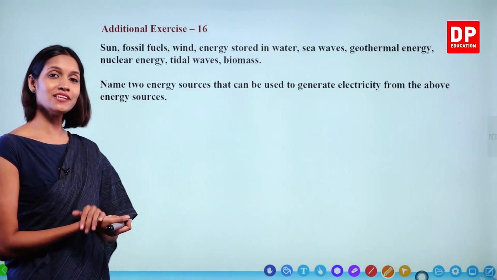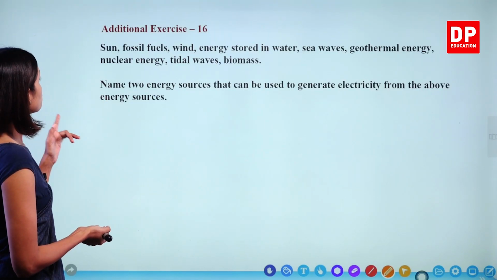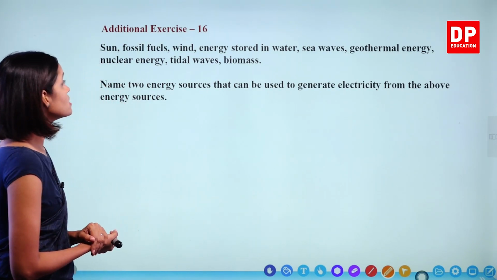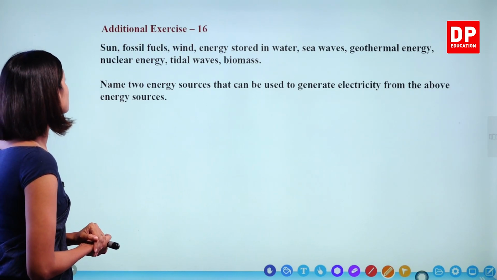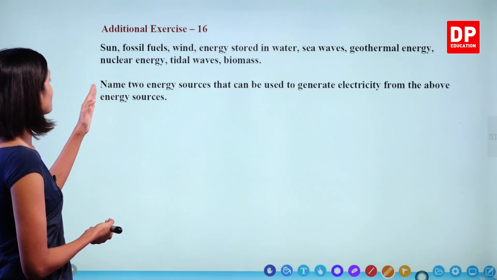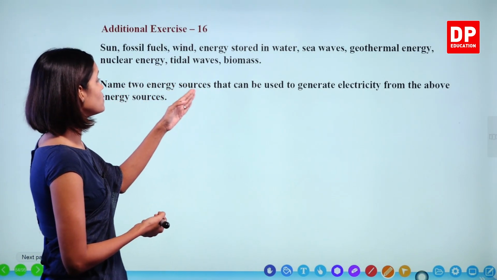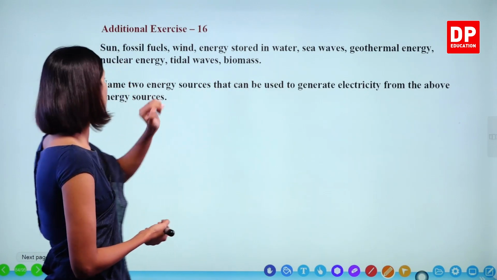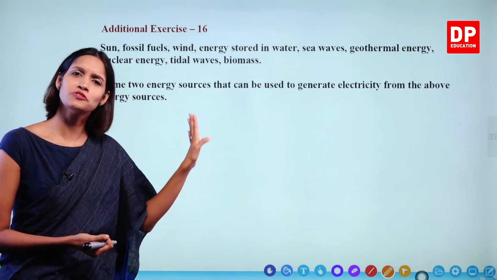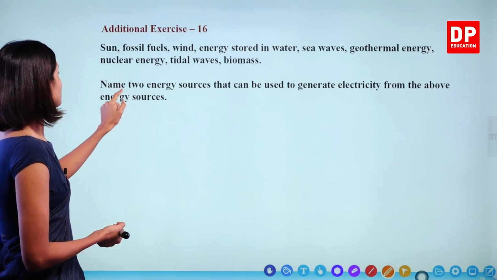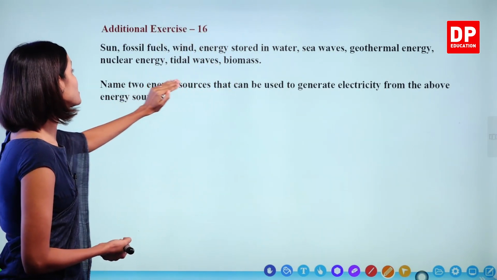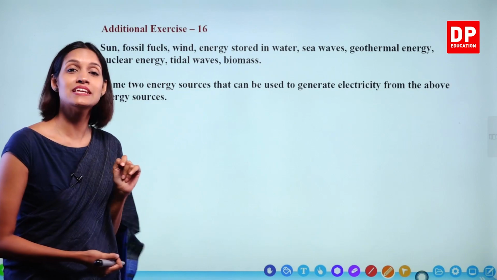Exercise number 16. Sun, fossil fuels, wind, energy stored in water, sea waves, geothermal energy, nuclear energy, tidal waves, biomass. Right? Name 2 energy sources that can be used to generate electricity from the above energy sources. I'm sure you understand this question. You know the answers as well. Out of these energy sources given, name 2 that can be used to generate electricity.